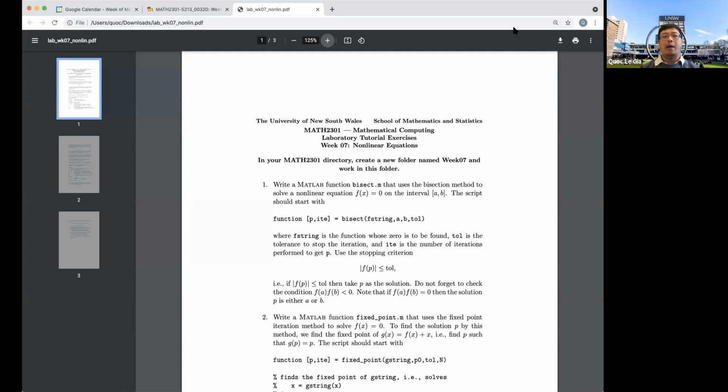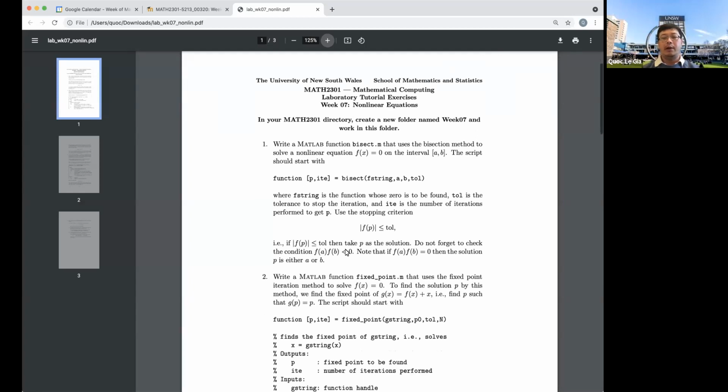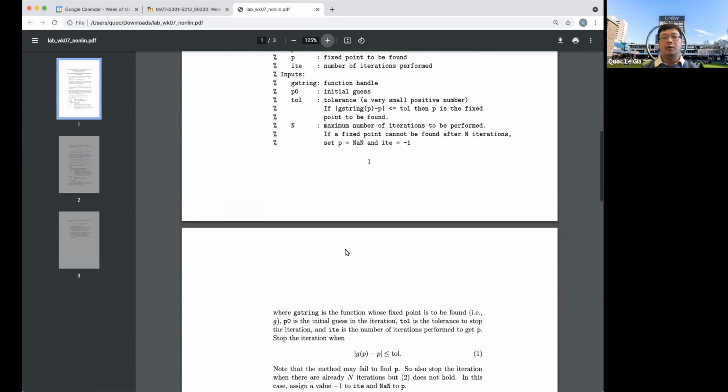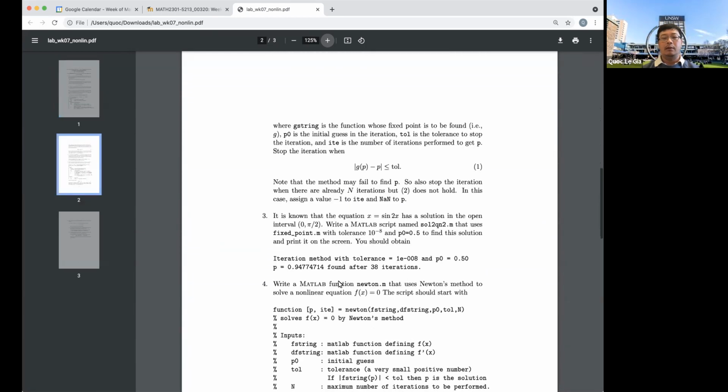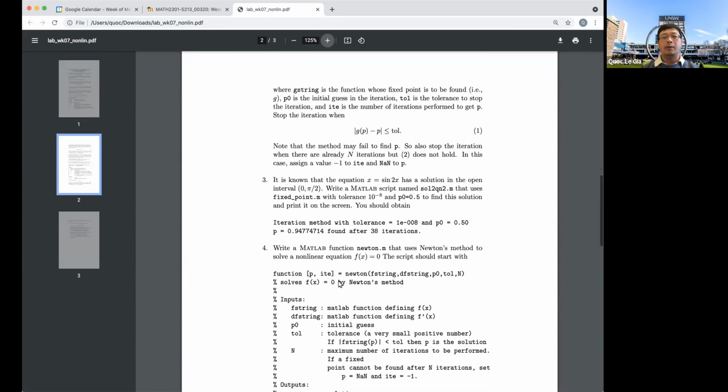So this is the lab for week 8 about nonlinear equations. And we will study 3 methods: bisection method, fixed point iteration, and Newton method. Okay, so we do it step by step.